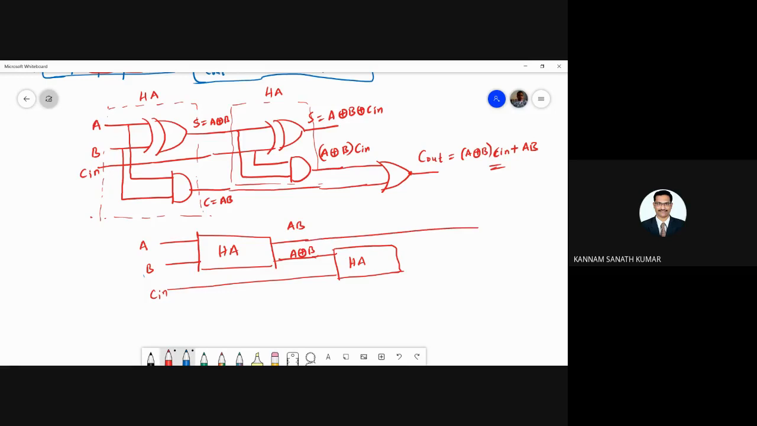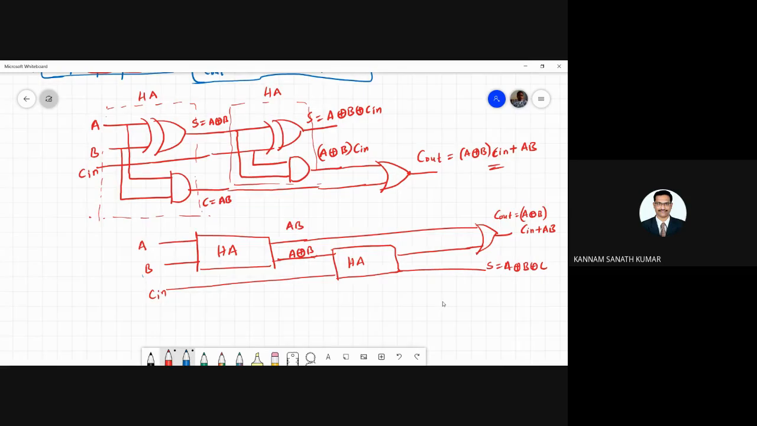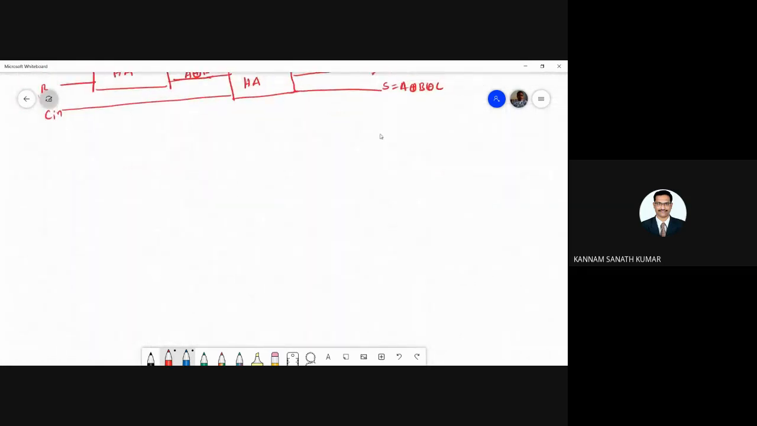Okay. So again, one output is given to one OR gate, and you are getting C out. C out equal to what? A XOR B into Cin plus AB. Okay, and this is nothing but the sum. Sum equal to A XOR B XOR C. Okay, so this is how you can get the expressions by using the two half adders.